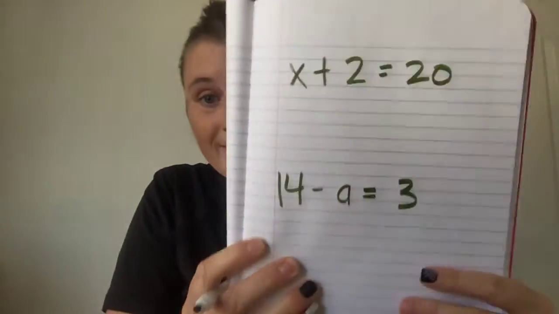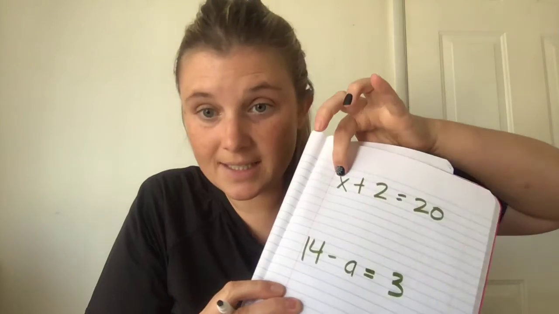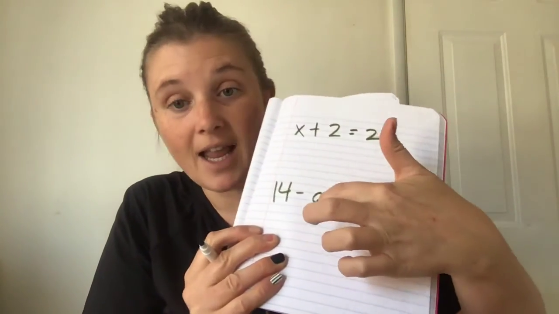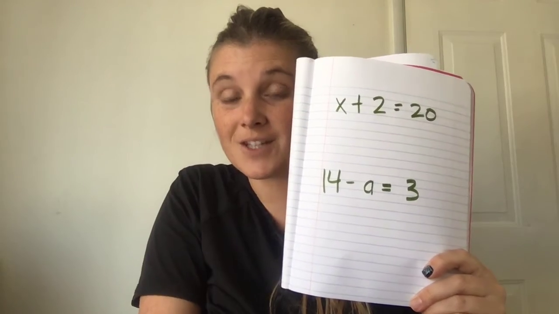Are you ready? We're going to do 2. We're going to do x plus 2 equals 20. And then we're going to do 14 subtract a equals 3. So figure out what x is, and then figure out what a is. Pause me and try it. Did you get some answers?